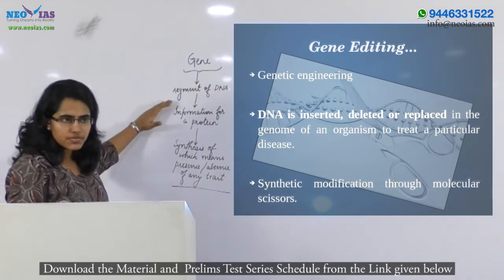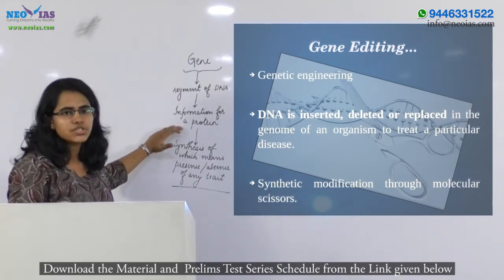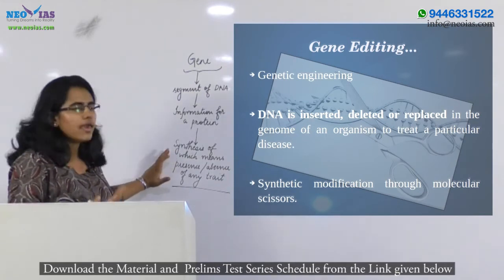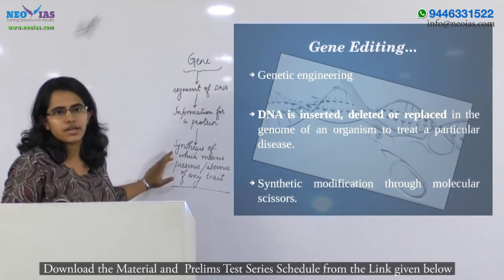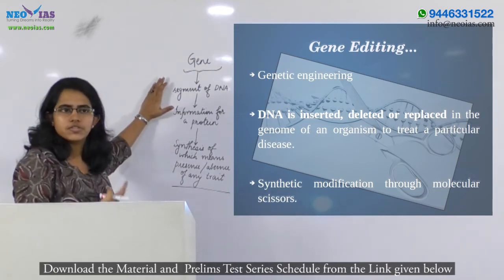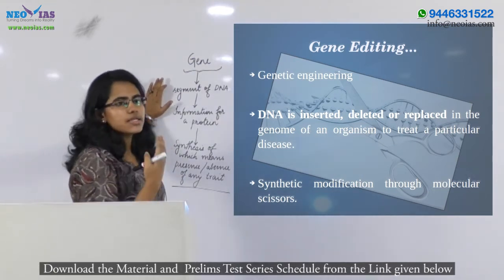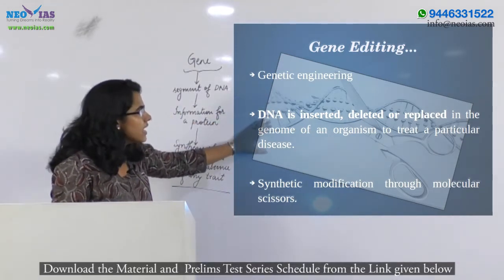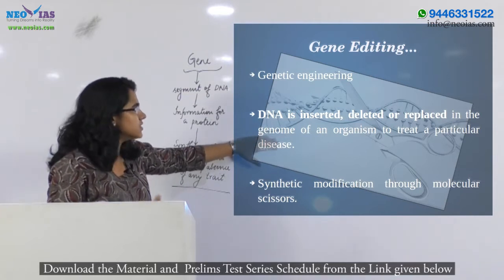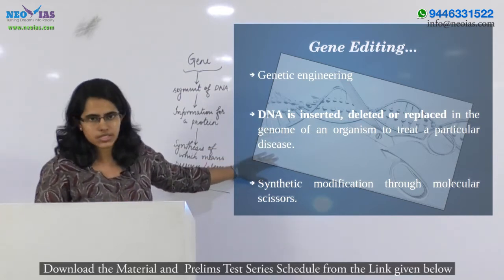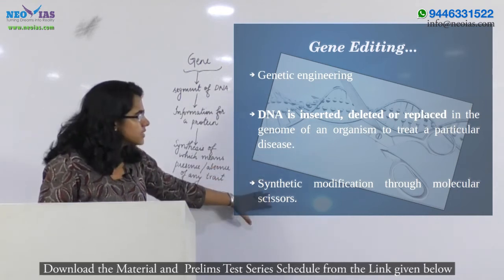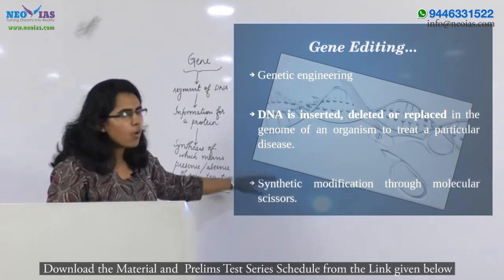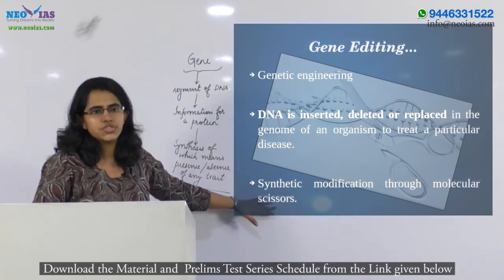So a gene is a segment of the DNA that contains the information for the synthesis of a protein. The synthesis of that particular protein means either the presence or the absence of any particular trait. That is the importance of genes. Gene editing means editing the genes, and it is a type of genetic engineering where DNA is inserted, deleted or replaced in the genome of an organism to treat a particular disease. You can also explain it as synthetic modification through molecular scissors. We will understand it in detail. This is the overview of what we mean by the term gene editing.